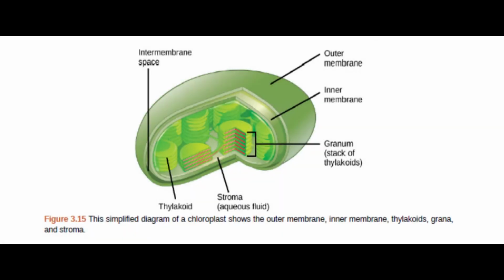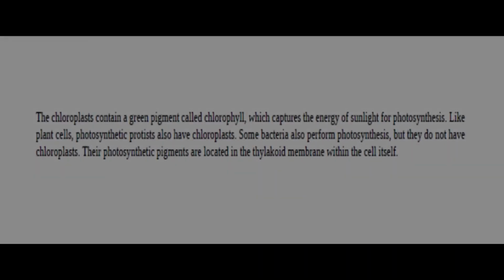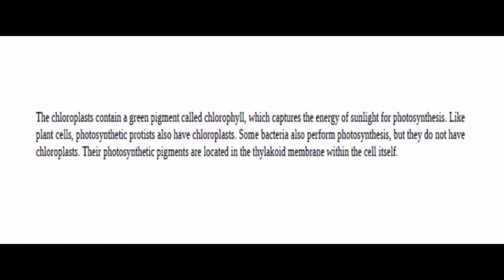Figure 3.15. This simplified diagram of a chloroplast shows the outer membrane, inner membrane, thylakoids, grana, and stroma. The chloroplasts contain a green pigment called chlorophyll, which captures the energy of sunlight for photosynthesis. Like plant cells, photosynthetic protists also have chloroplasts. Some bacteria also perform photosynthesis, but they do not have chloroplasts. Their photosynthetic pigments are located in the thylakoid membrane within the cell itself.